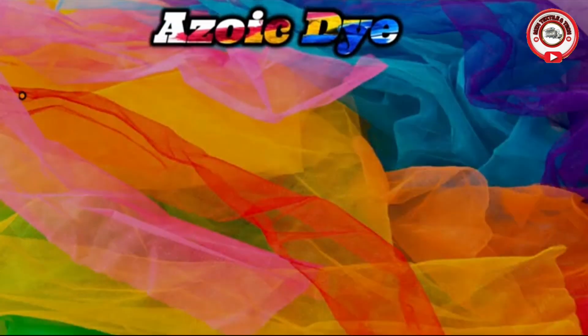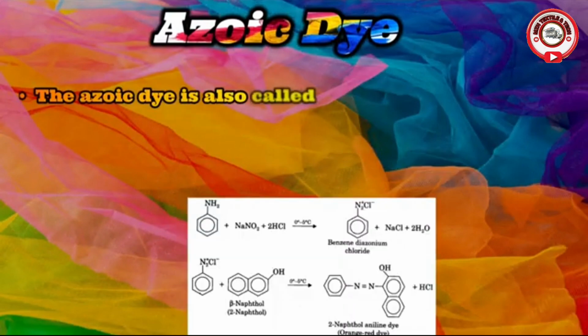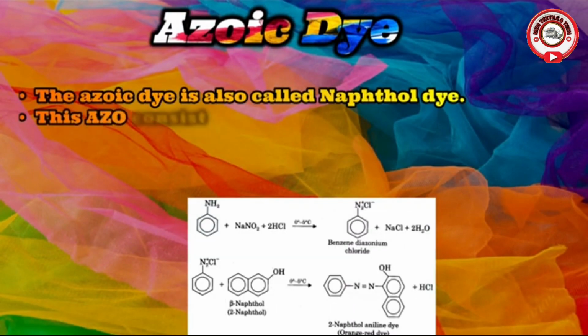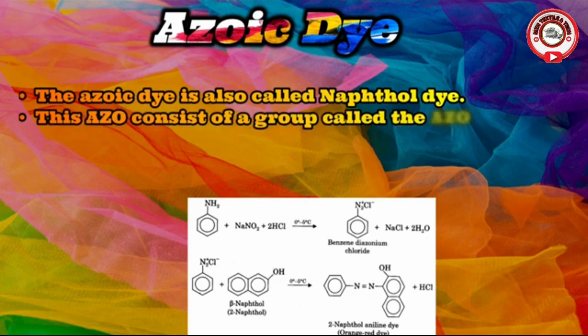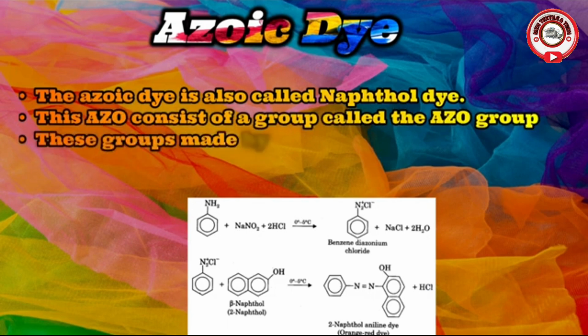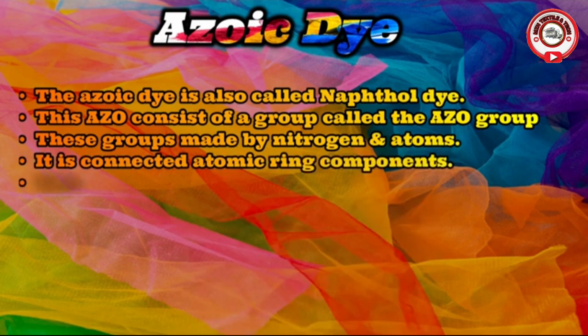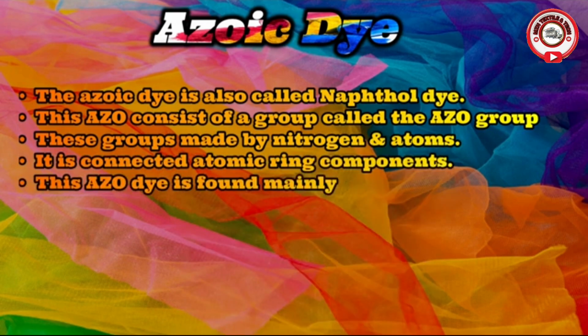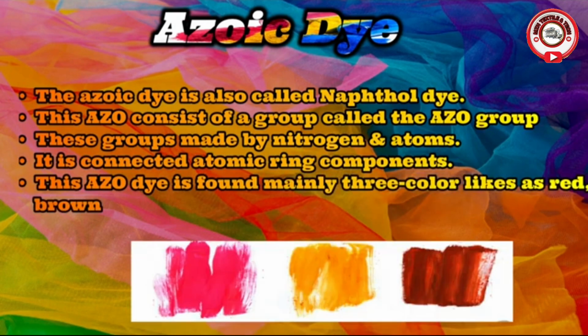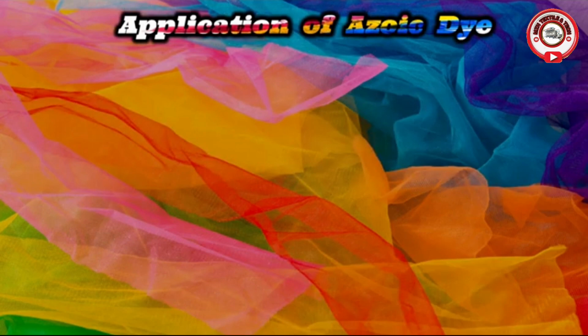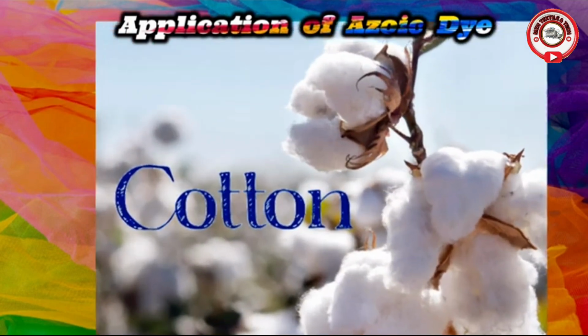Azoic dye. The azoic dye is also called naphthol dye. This dye consists of a group called the azo group. These groups are made of nitrogen atoms. It is connected to atomic ring components. This azo dye is found mainly in three colors: red, brown, and yellow. Azoic dye mainly applies to cotton and viscose.